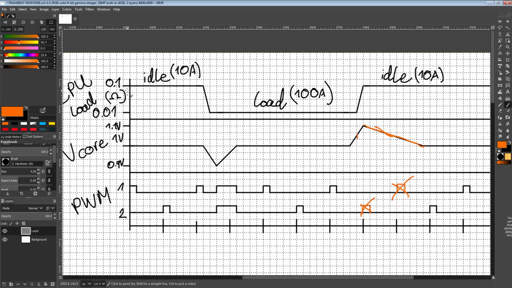Also, it's worth noting that all of these events happen on an extremely small time scale. Your CPU can go from idle to full load in a matter of microseconds. This right here is also measured in microseconds.